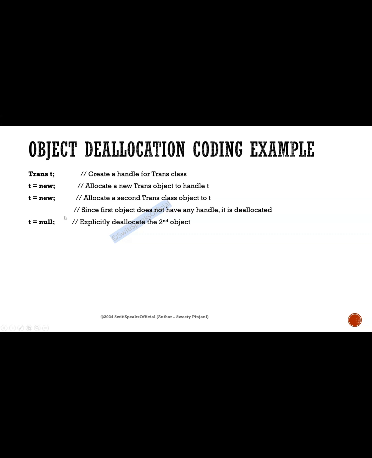And for the last object which was assigned, you can use T equal to null, which means you are explicitly deallocating the second object. Now the second object also doesn't have any handle and the second object will also be deallocated from the memory. Now what we will do, we will create a class, we will create the handle, we will allocate the objects, and then we will see which object the particular class handle is pointing to, and we will understand how this object deallocation happens. Now let's execute a proper code.